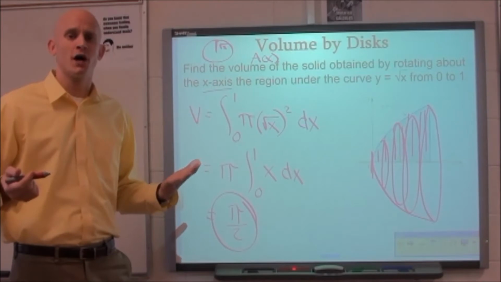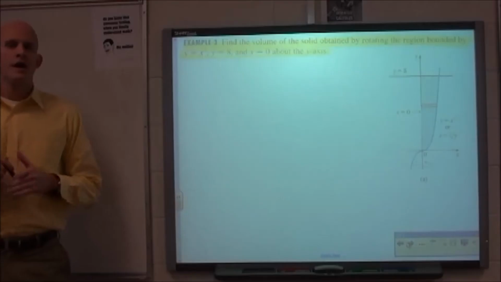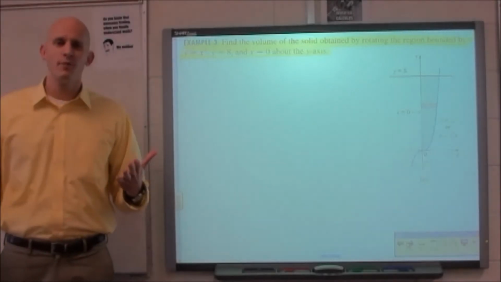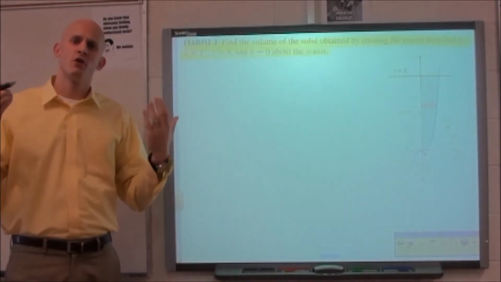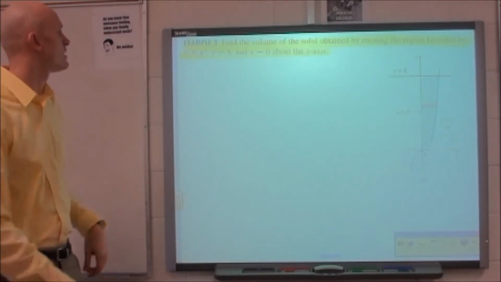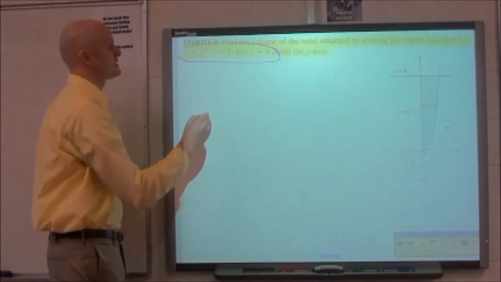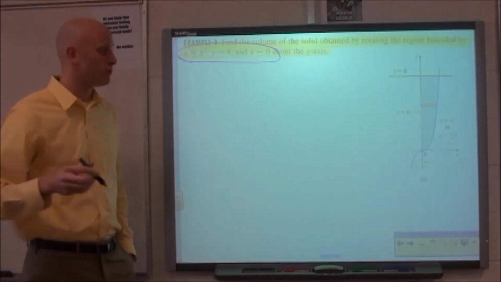Our volume by washers will work very similarly. In this example, we're going to get a little bit of practice integrating with respect to y. So we're going to have to do that when we rotate around the y-axis. We're given a couple of restraints here. We have y equals x cubed, y equals 8, and x equals 0.